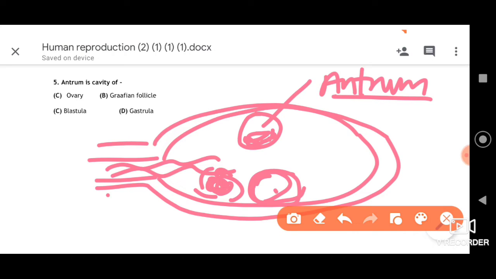Later, note the point that the estrogen which is present in the ovary stimulates the growth of this tertiary follicle, and this tertiary follicle will turn into the Graafian follicle, my dear friends. So more clearly, the antrum will be seen with respect to the Graafian follicle, and in fact the antrum is a part of the Graafian follicle. So you have to go for option B, that is your right answer.